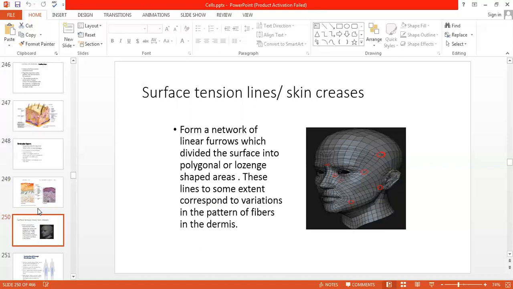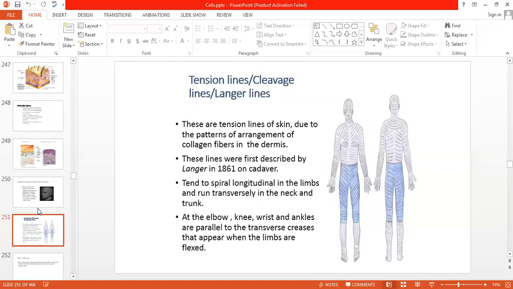Surface tension lines or skin creases form a network of linear furrows which divide the surface into polygonal or lozenge-shaped areas. These lines, to some extent, correspond to variation in the pattern of fibers in the dermis, and we call them tension lines. Tension lines, cleavage lines, or Langer lines.